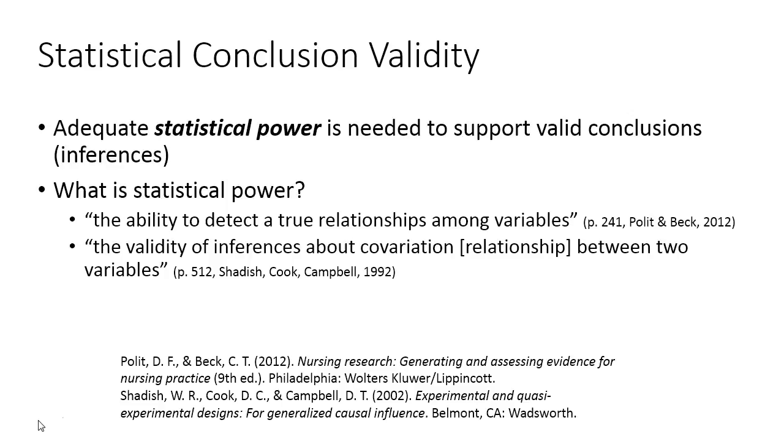The second bullet is how statistical power is defined by Shadish, Cook, and Campbell. And this is a classic book on study design to support validity. And it was quoted, this 1992 reference was quoted extensively in the Polit and Beck textbook. So I'm giving you both definitions here.